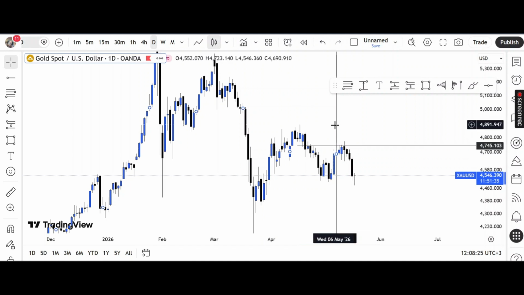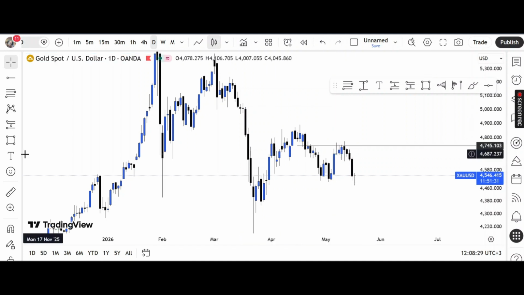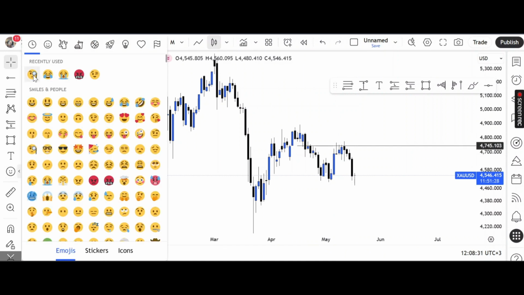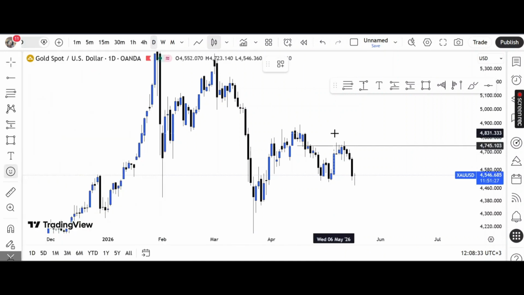It was wicked. Let me move that line. It was wicked by this. Let me put something there, something small for you people to see without having to interfere. It was wicked right there. I scaled down to the 1 hour time frame.